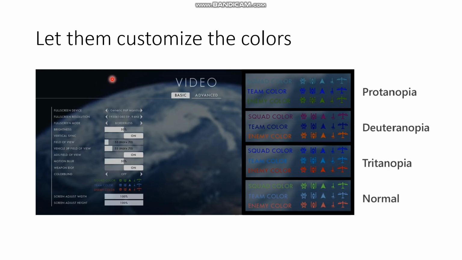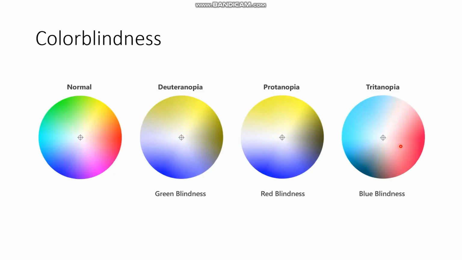And also how do you tackle this issue? You can let your player customize the colors. Okay, so they should be able to change the color here. You can see in the menu, one of the menus is colorblind, so you can go with squad color, team color, or enemy color, which tackles all these color blindness types. Yeah, blue, red, and green blindness.